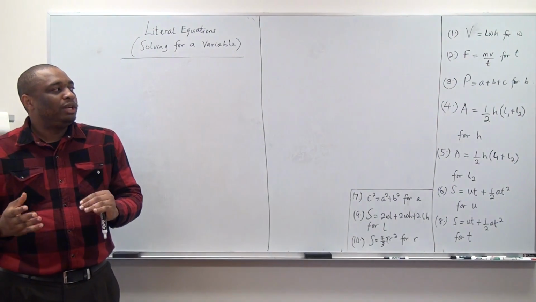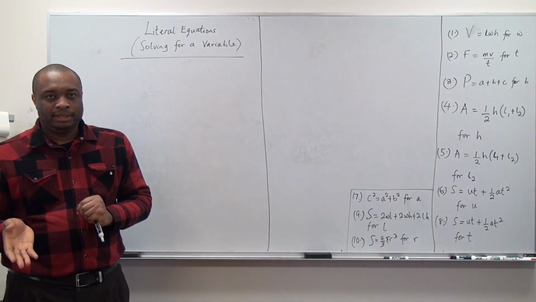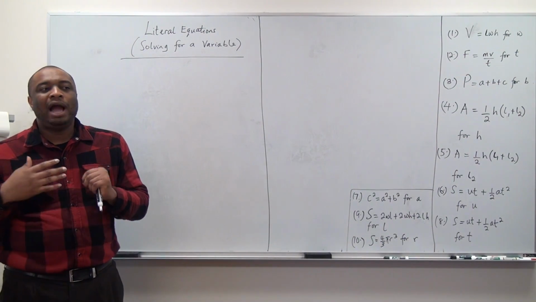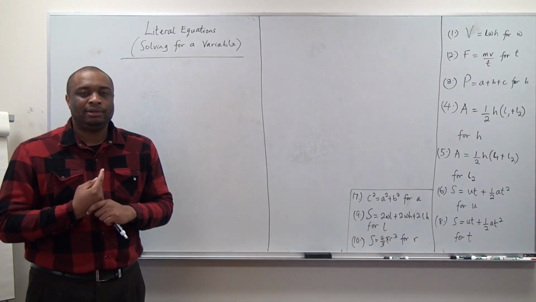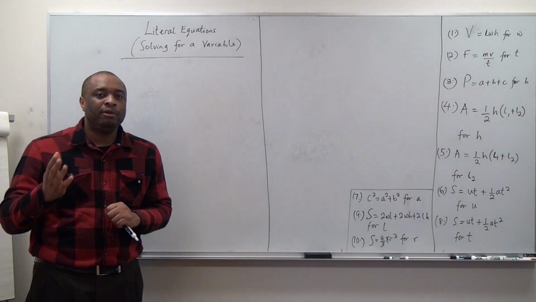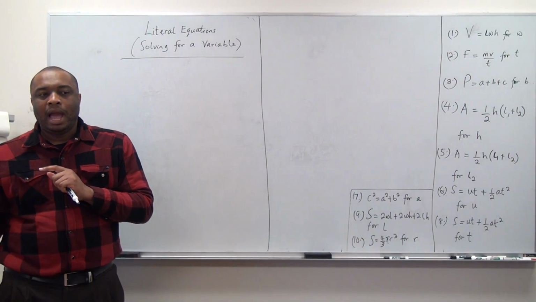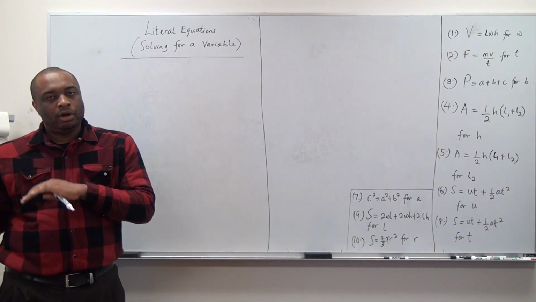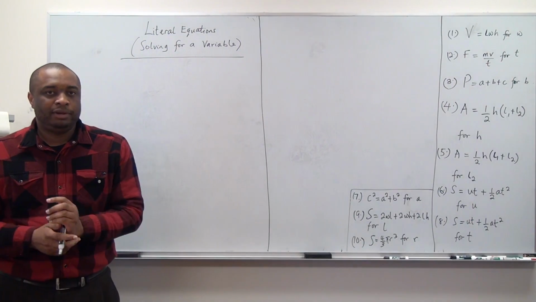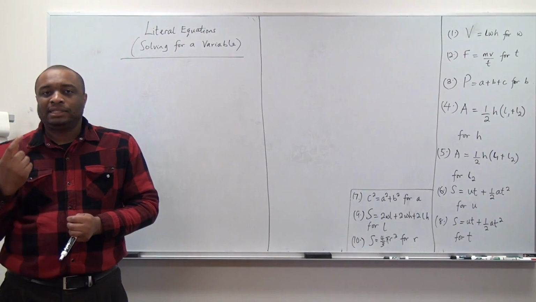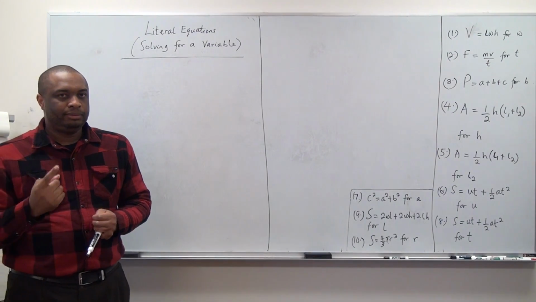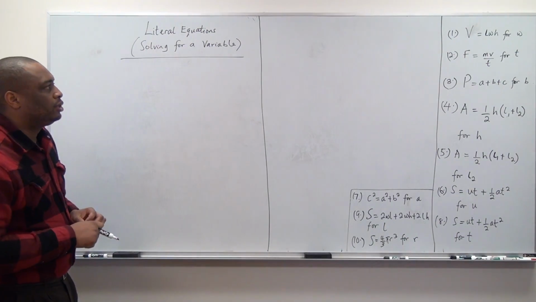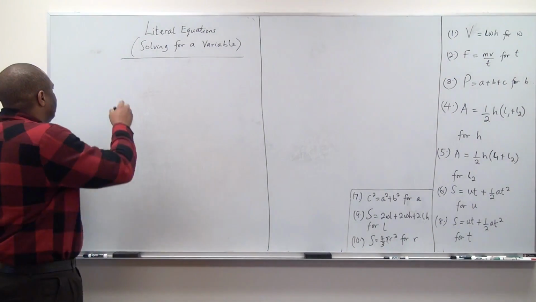Now, the literal equation can also contain constants. But you have two or more variables. That is something that is particular about it. You will have two or more variables and constants, or you may not have constants, and you will be asked to solve for a specific variable. So we shall look at some examples.